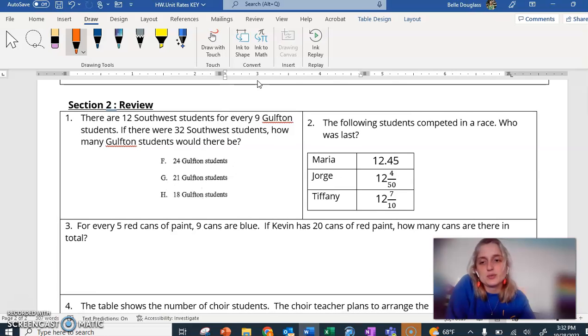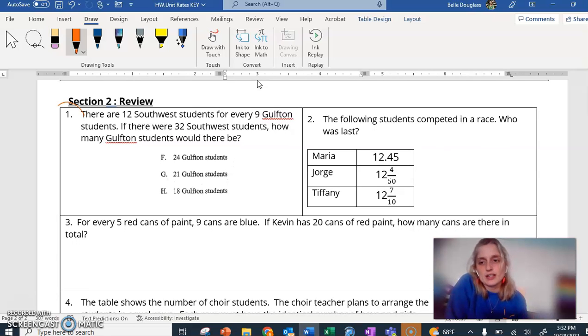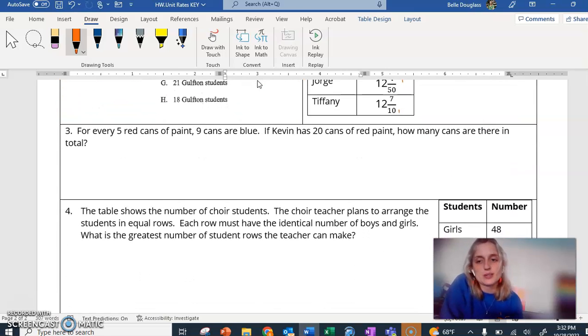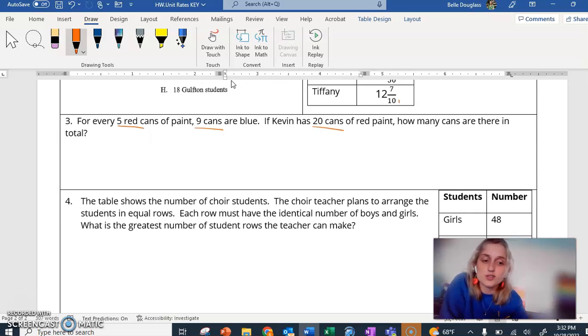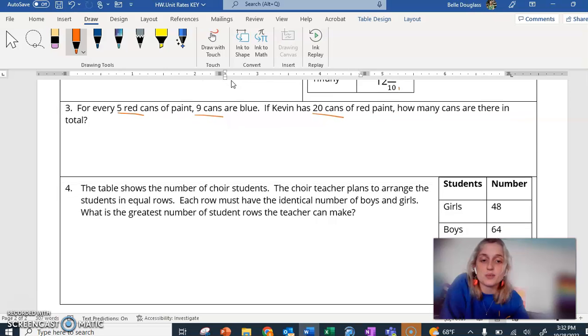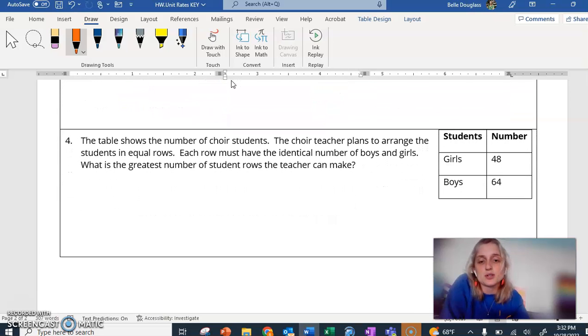Last bit is review. This is a ratio right here. You can find this with a proportion. This one is fractions and decimals. You should probably change both these two mixed numbers into decimals and then compare place values. This one is also a ratio, 5 red to 9 blue, and then you have 20. Well, how do you get from 5 to 20? Use that same scale factor for 9. These reviews are not from a long time ago. These are types of ratios that we did pretty recently.